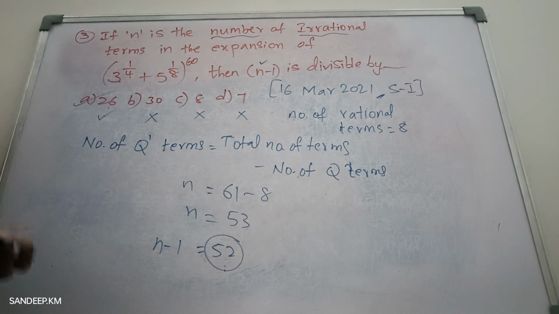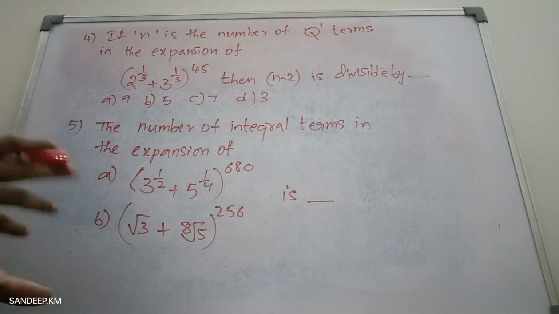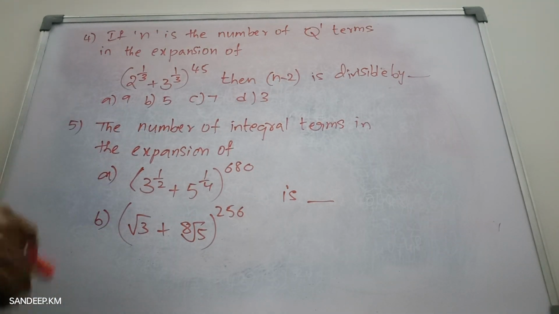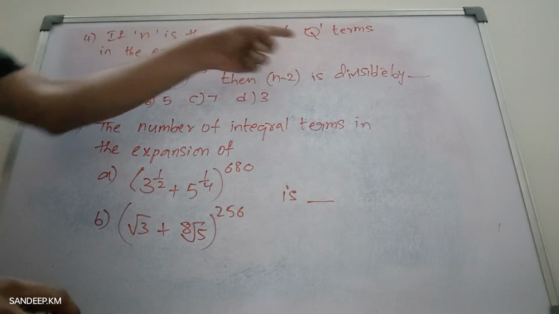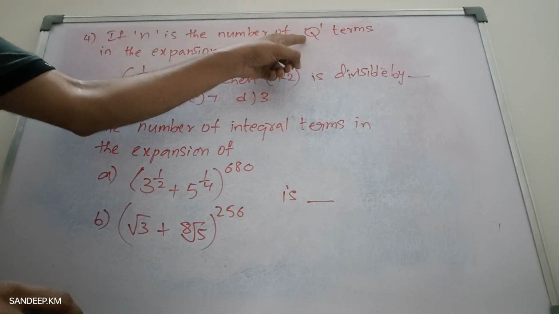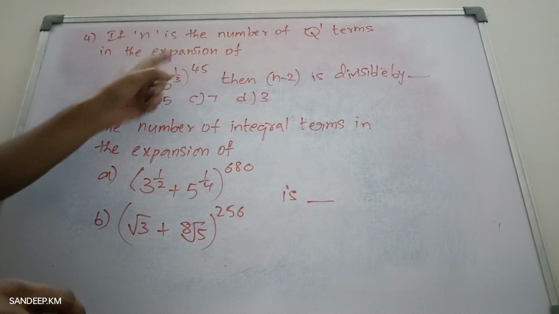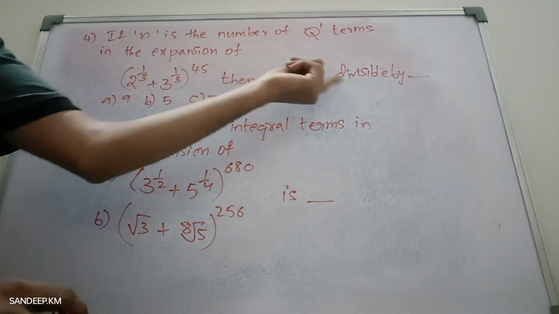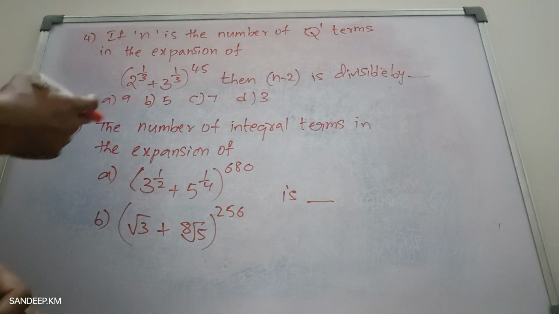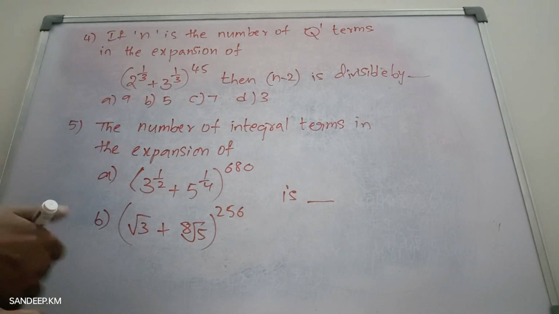So I'll write some questions on the board. You try it yourself and check whether you got the answers or not. So here are two more questions. If n is the number of irrational terms, Q dash meaning irrational terms, in the expansion of this, then n minus 2 is divisible by. Okay, now you can try it and check whether you have got your answer or not.